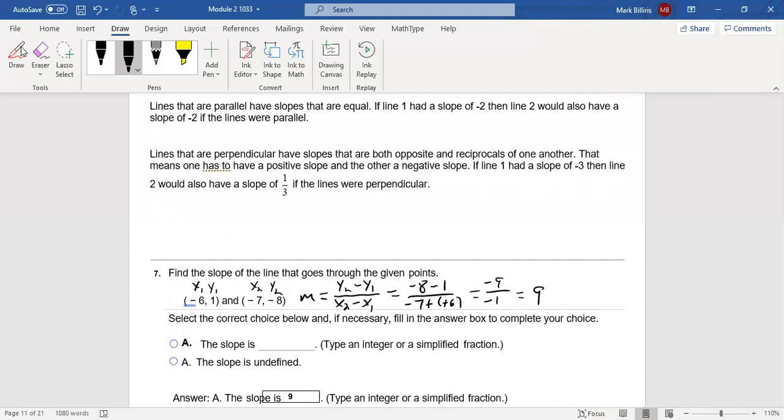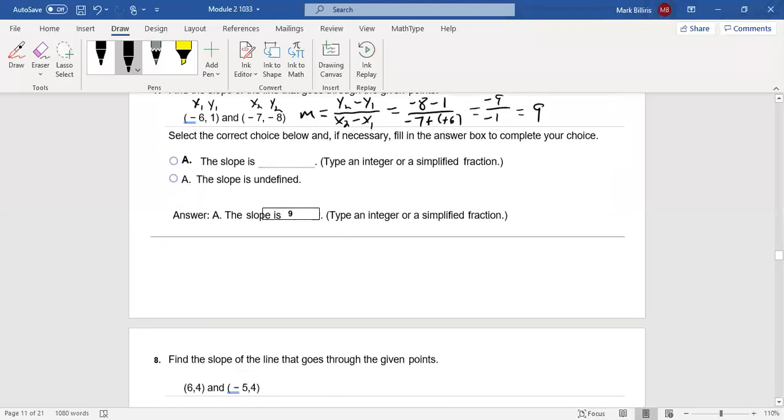I wouldn't put the 1 in the denominator. The only time you want to do that is for graphing purposes only. The problem will be marked wrong by the computer, even though it's not wrong to put 9 over 1. So what you want to do is always simplify. So 9 over 1, or -9 over -1 in this case, reduces to +9. So 9 would be your slope.